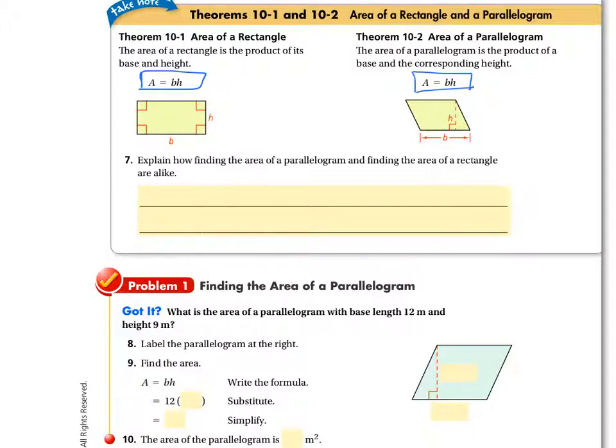A parallelogram and a rectangle have identical formulas. All that a parallelogram is, is a rectangle that's been pushed over. There's a person right here that they're leaning on this, and they pushed it over. The only difference. And in fact, if you go back to the first page and look at it, let's go back to the first page.